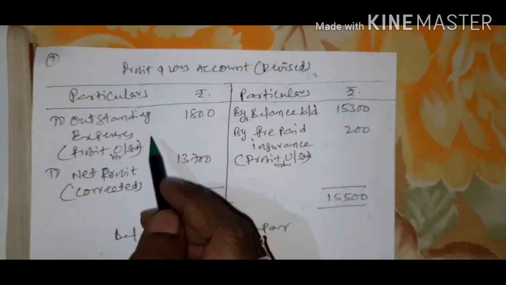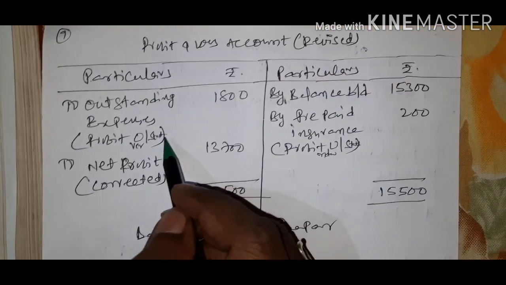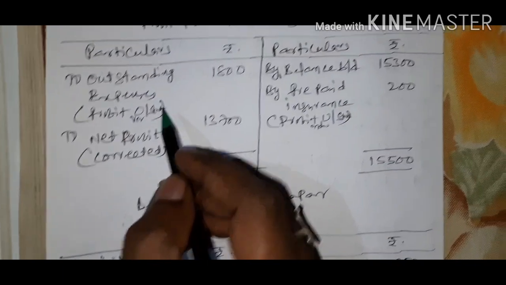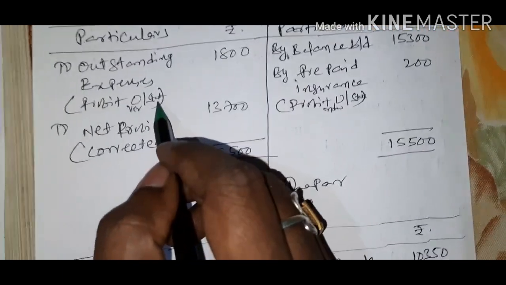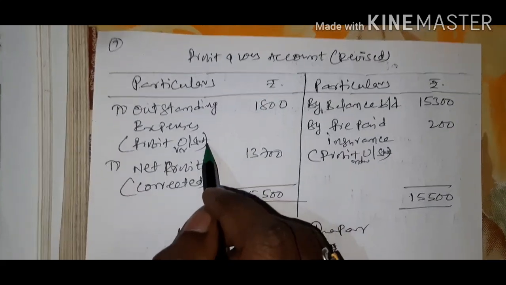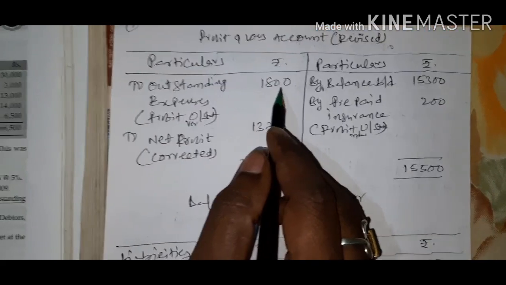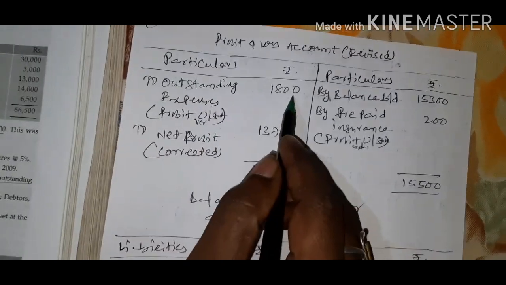By not providing outstanding expenditure, the profits are overstated. By not providing outstanding expenditure, the debit side is showing less, so the profits are overstated. Since profits are overstated, they are to be brought down. Since they are to be brought down, the same is to be debited to P&L account revised, friends, that is to outstanding expenses 1,800.